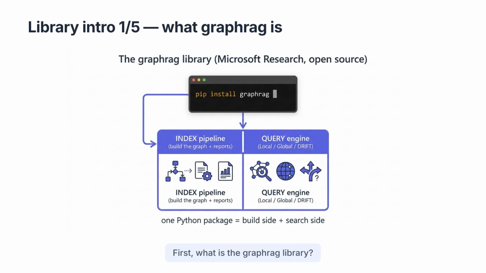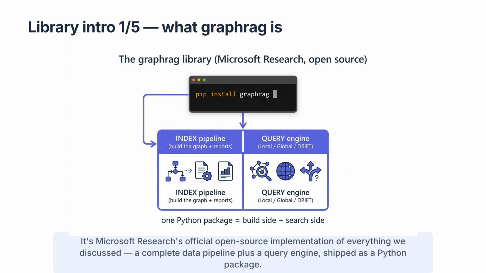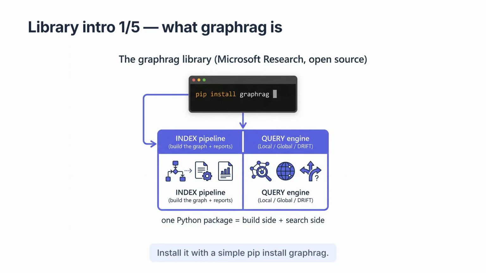First, what is the GraphRAG library? It's Microsoft Research's official open-source implementation of everything we discussed. A complete data pipeline plus a query engine shipped as a Python package. Install it with a simple pip install graphrag. It's CLI first for the common path, with a full Python API underneath. One install gives you both the indexing and the searching sides.